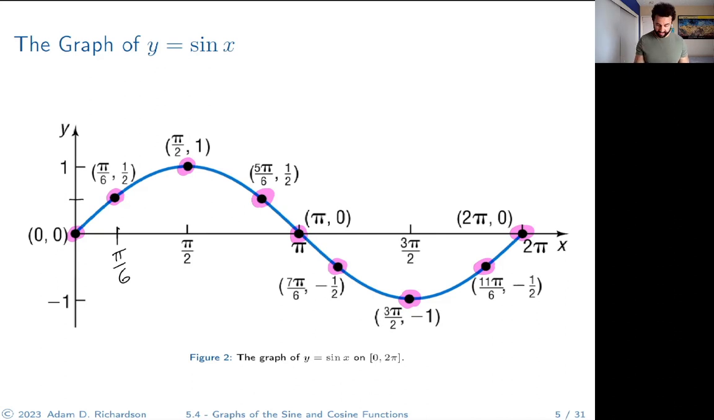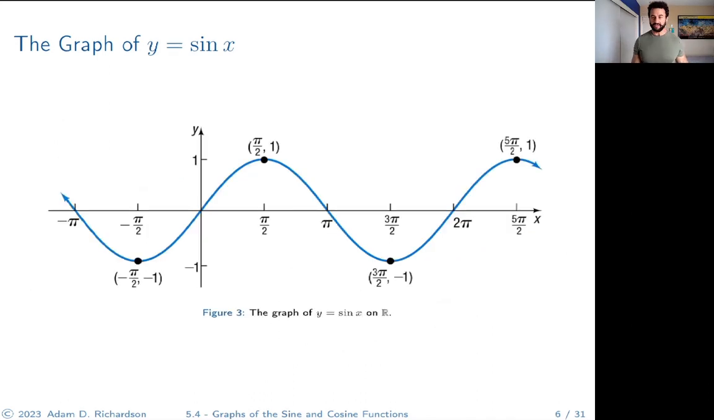And then it just repeats, right? How do you draw the complete graph? You basically keep going this way, and just repeat that structure all along the real line. So you'll get something that looks a little bit like this. All right? So that's what the sine curve looks like.